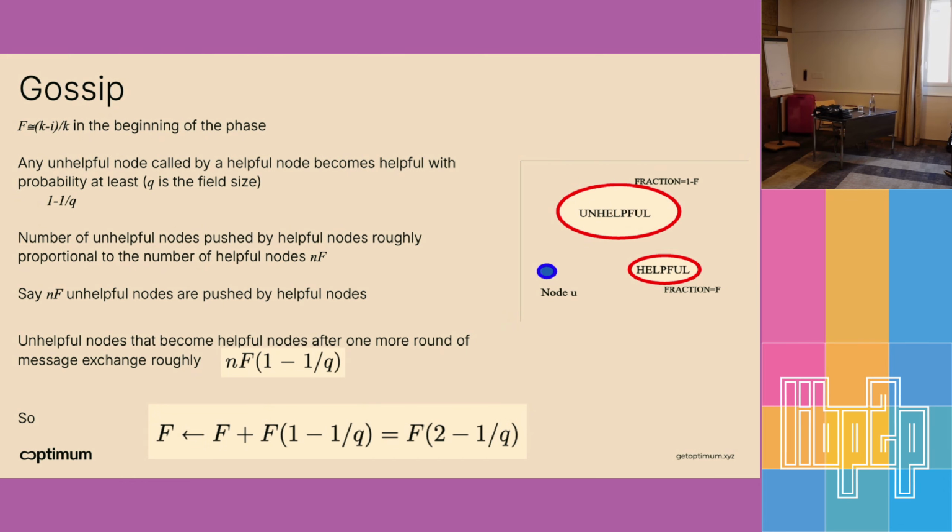So I'm sitting here watching, and there's NF nodes here, 1 minus F n nodes here, and they're getting pushed. Okay. So the unhelpful nodes that become helpful nodes after one round is roughly NF, with the fudge factor. So from one round, I go from having F to having F, because the helpful nodes stay helpful, plus F times 1 minus Q. Remember, this is the fraction, because I had NF plus NF times 1 minus 1 over Q. Does that make sense? So the fraction is, yeah? Okay.